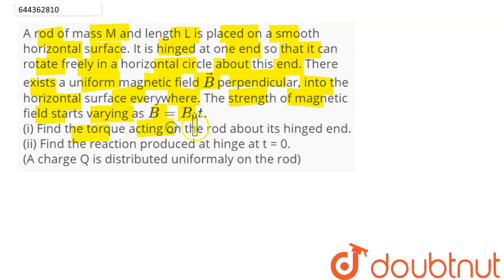Find the torque acting on the rod about its hinged end and find the reaction produced at the hinge at t equal to 0. A charge q is distributed uniformly on the rod.